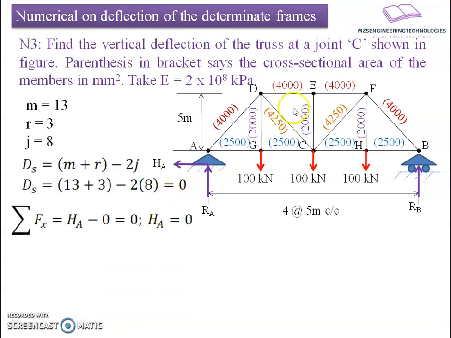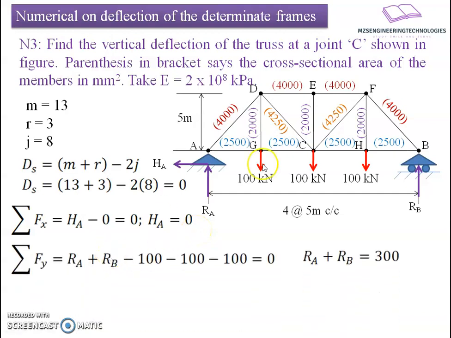Now we'll find the unknown reactive forces by applying static equilibrium equations to the global frame. For that, we'll apply the static equilibrium equation along the horizontal direction. Summation of force in the horizontal direction yields HA minus 0 equals 0, so HA equals 0. Now for summation of forces in the vertical direction, we have the relation Ra plus Rb going upward minus 100 three times, as there are three vertically downward loads. This results in Ra plus Rb equals 300.